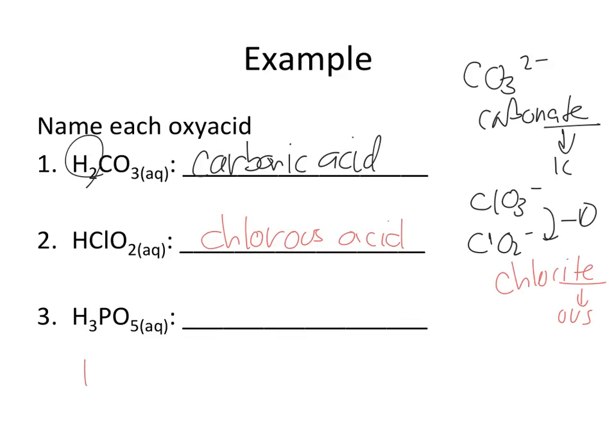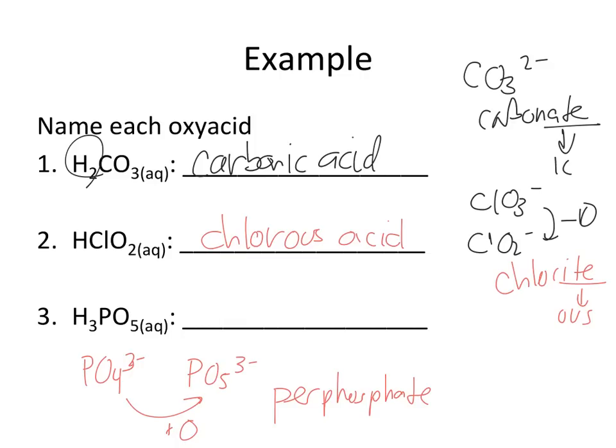So again, PO5 looks like PO4 3 minus. So PO5 3 minus. To get here, we have added an oxygen. So PO4 3 minus is phosphate. When we add an oxygen, that turns into perphosphate. And once again, that ending ate, when we add some hydrogens and make it into an acid, turns into ic. So this is perphosphoric acid.